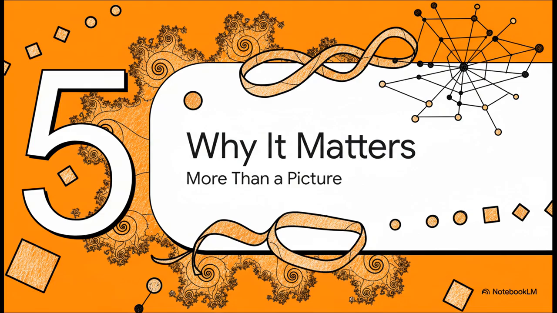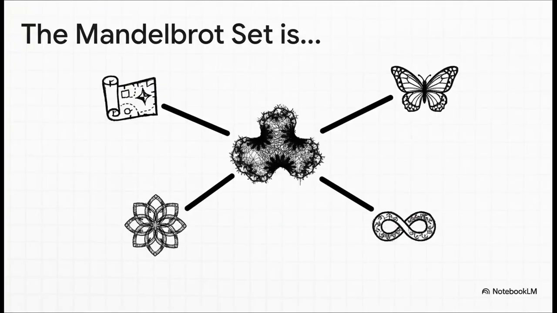All right, our last section, why it matters, more than a pretty picture. So, okay, it's beautiful, it's infinite, it's an amazing thing to look at. But why does it actually matter? What's the big takeaway here? Well, the Mandelbrot set is so much more than just a pretty picture. It's a foundational object in chaos theory. You know, the study of how tiny little changes in a simple system can lead to these wildly different, totally unpredictable results. It's the butterfly effect, visualized. This set is a perfect picture of that idea.